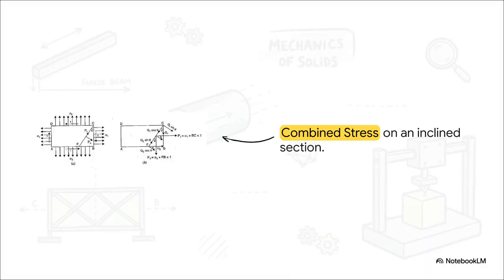To map out that chaos, we look at an element subjected to combined biaxial stress, so pulling in both the x and y directions, plus shear stress sliding along the edges. When we cut a plane at an angle, theta, we have to resolve all of those forces into a new normal tensile component and a new tangential shear component.